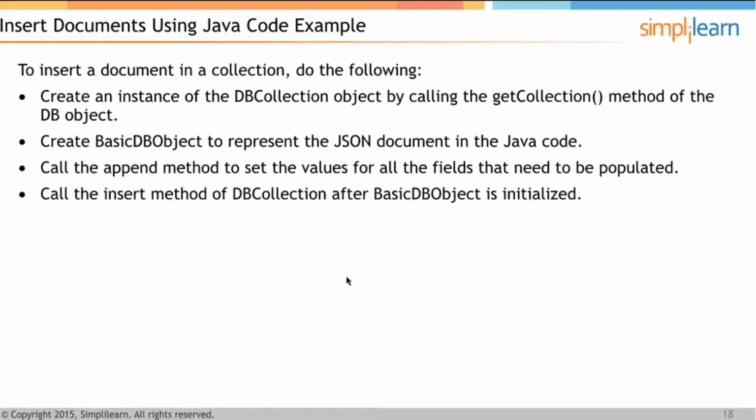Create an instance of the DBCollection object by calling the getCollection method of the DB object. After that, create a BasicDBObject to represent the JSON document in the Java code. Then we can call the append method to set the values for all the fields that need to be populated. Then we can call the insert method of the DBCollection after the BasicDBObject gets initialized. So easily we will be able to insert documents into a collection with the help of a Java program.